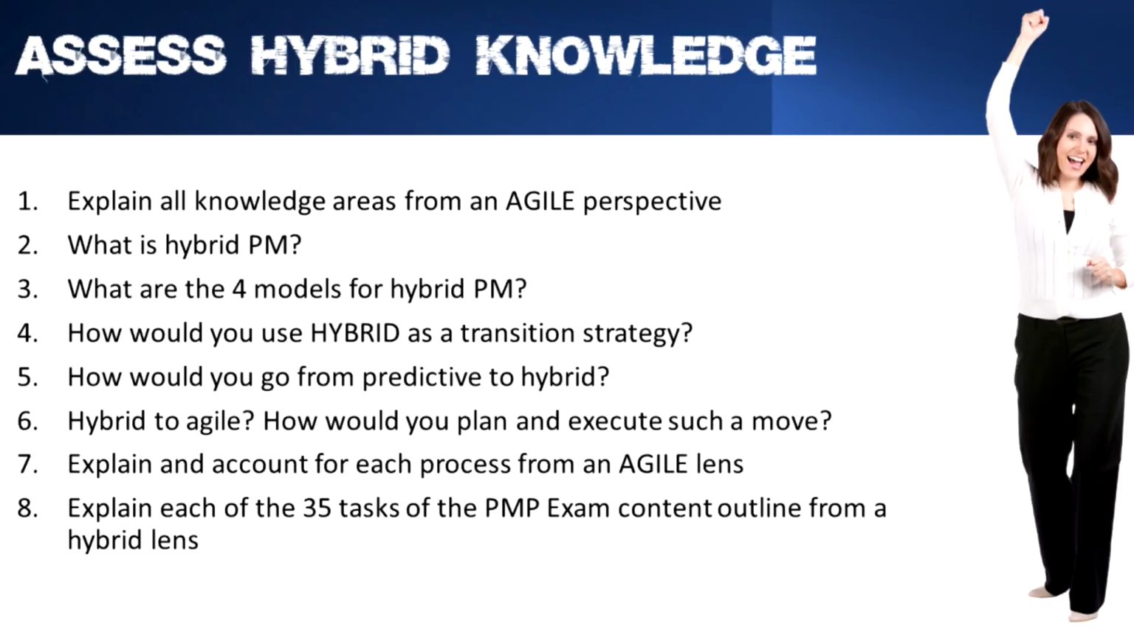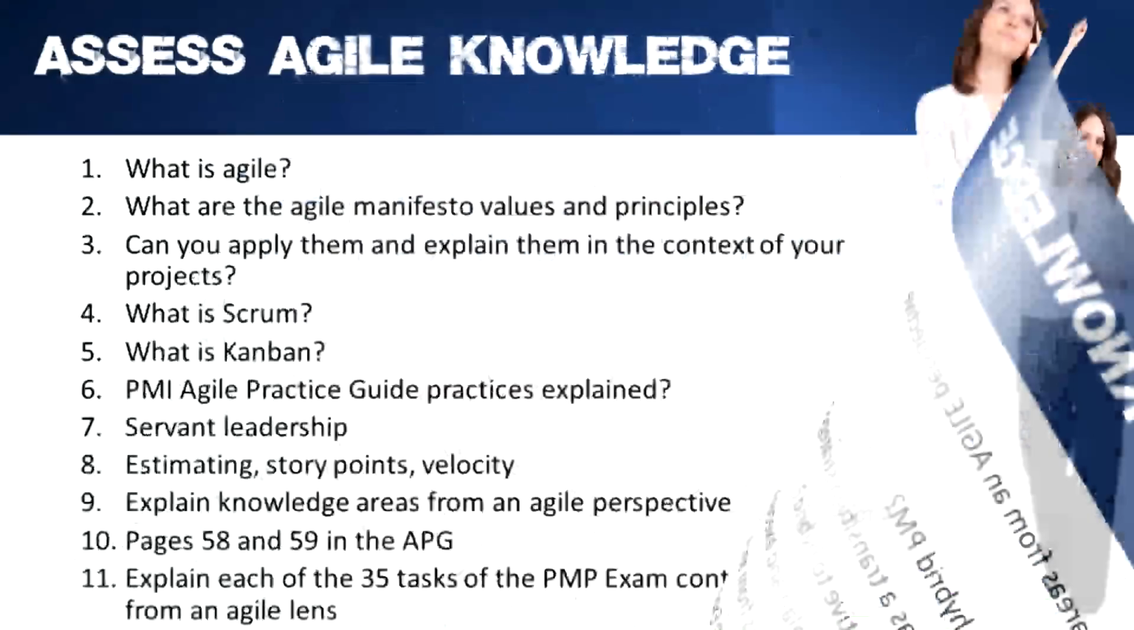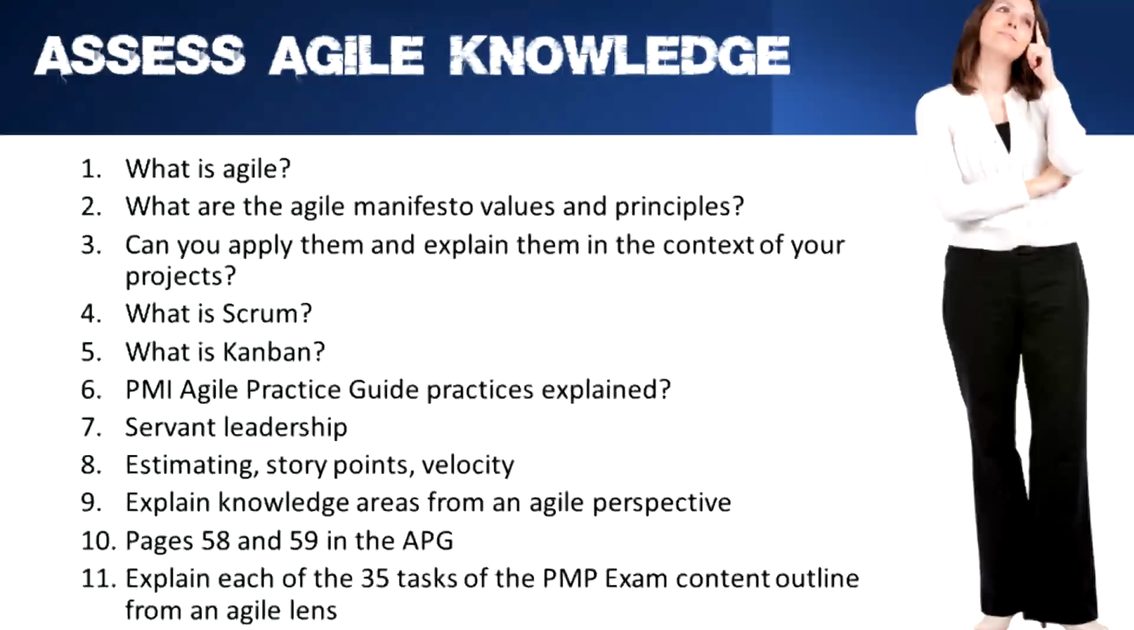Explain and account for each process from an agile lens. Do the same for each process group. It is going to help you to hybridize. Finally, in the world of hybrid, explain each of the 35 tasks of the PMP exam content outline from a hybrid lens. If you are not able to do this right now, these are gaps. You're going to learn a ton from closing these gaps.